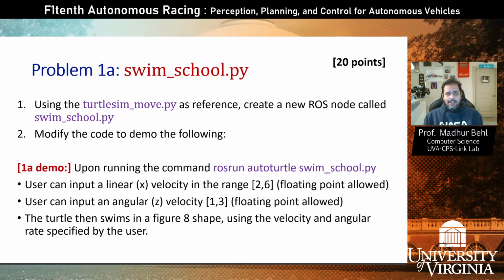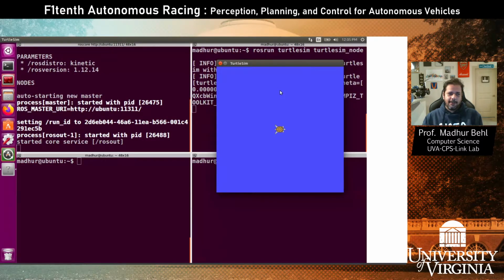And when they hit return after they input these numbers, what should happen is that the turtle should swim in a figure 8 shape using the linear and the angular velocity rates as specified by the user. How that figure 8 is drawn, or how the turtle swims, is really where you have to write your ROS node. Let me show you an example of what this looks like.